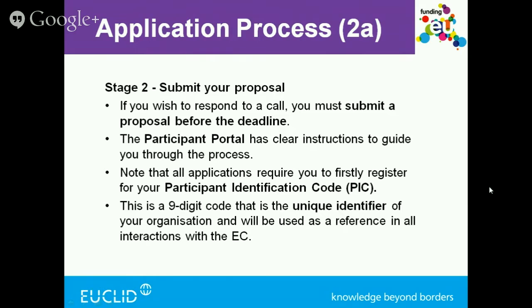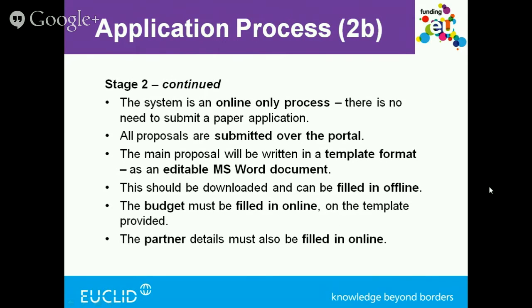This is the 9-digit code, which is your reference for all your interactions with the EC. You get your PIC code, your partners get their PIC codes. When you start your application, you put all the PIC codes in and up will pop all their details and away you go. Online only, no need to submit a paper application. Another program that's better than the culture program in terms of not requiring you to submit a paper application. Submit it all over the portal.